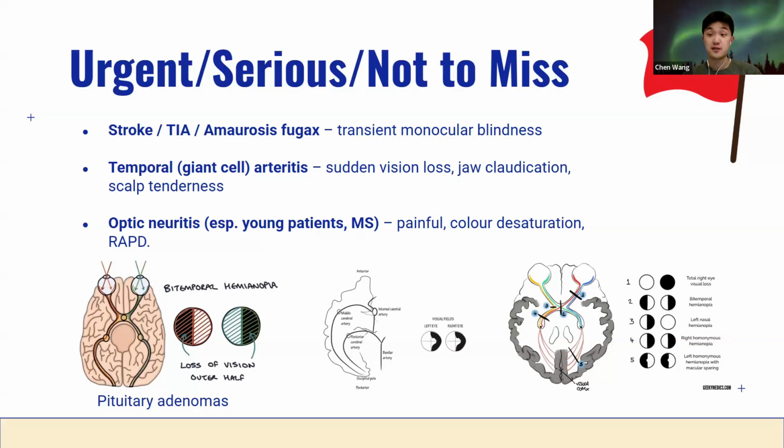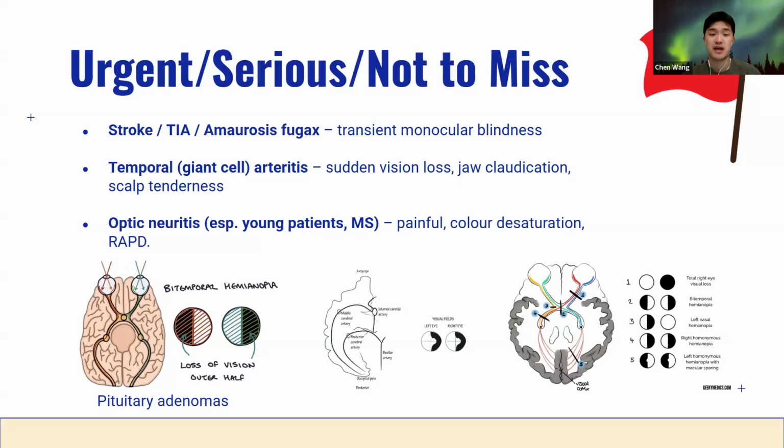For the eye specifically, so for red eye and loss of vision, the urgent, serious, and not-to-miss conditions are those that are either sight threatening or life threatening. So you want to ask about stroke, TIA, or amaurosis fugax. Amaurosis fugax is a TIA of the eye, so it's a transient blindness in one of the eyes only. Another really important condition to always ask about is giant cell arteritis, so whether they had any jaw claudication or scalp tenderness. Remember, this is also associated with polymyalgia rheumatica.